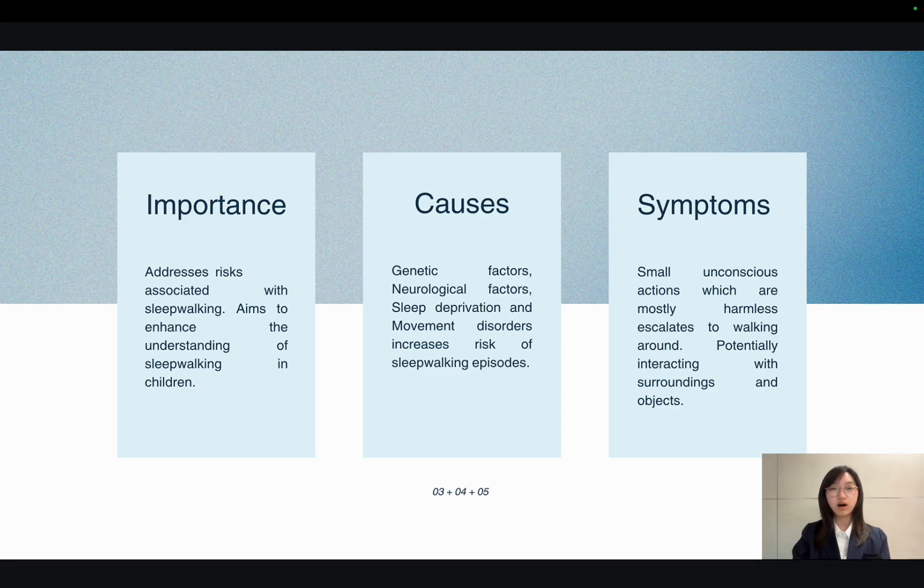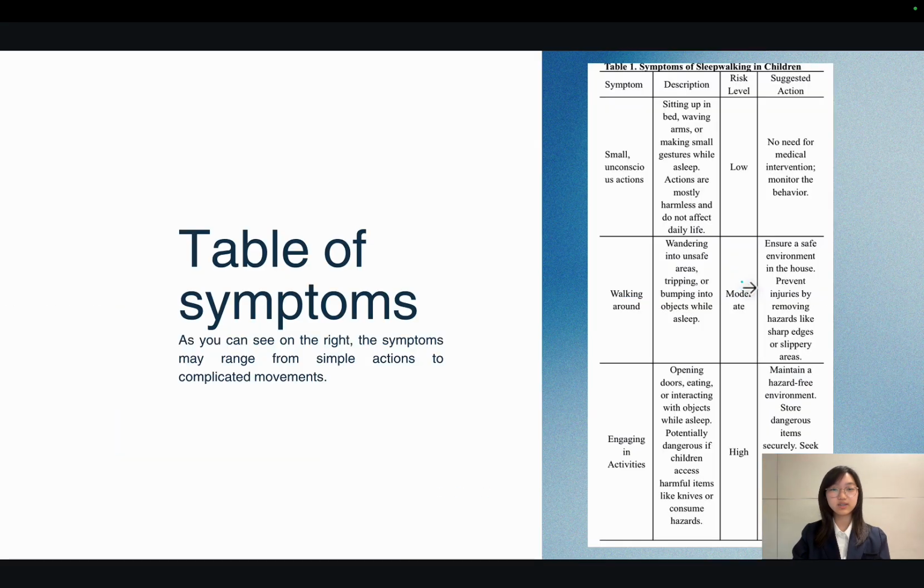Symptoms: Starting with small unconscious actions, which are mostly harmless, the symptoms can escalate to walking around and potentially interacting with surroundings and objects. This table shows that according to the different levels and intensity of sleepwalking, different safety measures need to be taken.